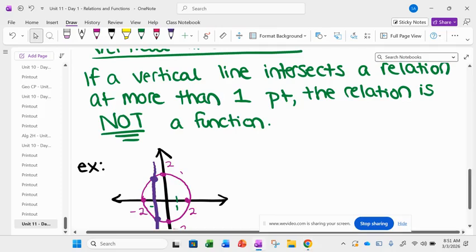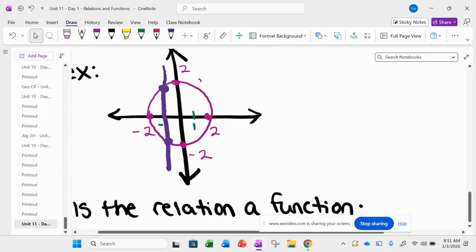So what am I doing here? Because my vertical line has touched my relation in more than one spot, that means I'm repeating an x. Because look, if it touches here, isn't the point up here -1, whatever that is, right? And the point here also -1 something. So that means I'm repeating an x value. This whole line is -1, comma something else, right?